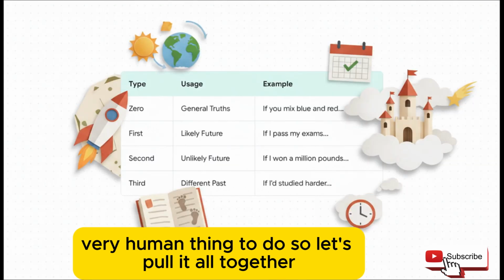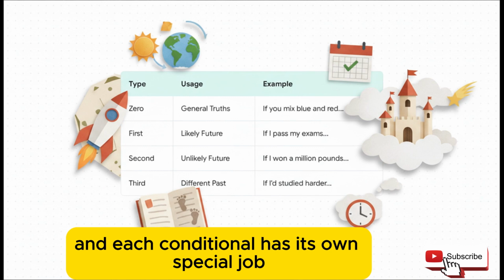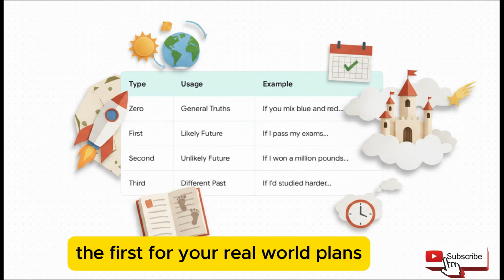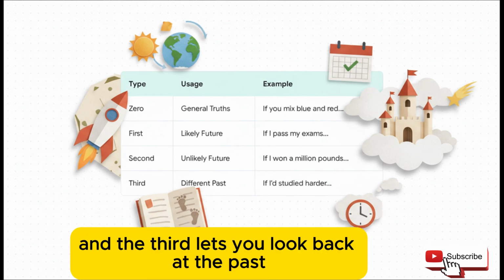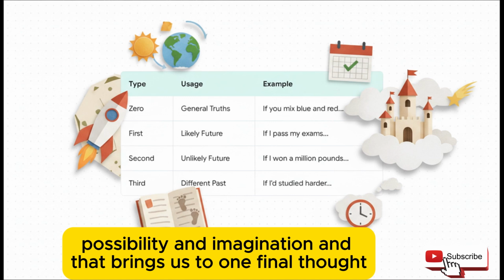So let's pull it all together. Think of it like a toolkit, and each conditional has its own special job. You've got the zero for stone-cold facts. The first for your real-world plans. The second is for your dreams and what-ifs. And the third lets you look back at the past. There you go, your complete guide to talking about reality, possibility, and imagination.